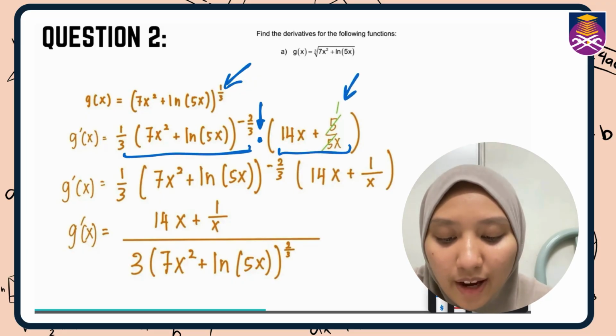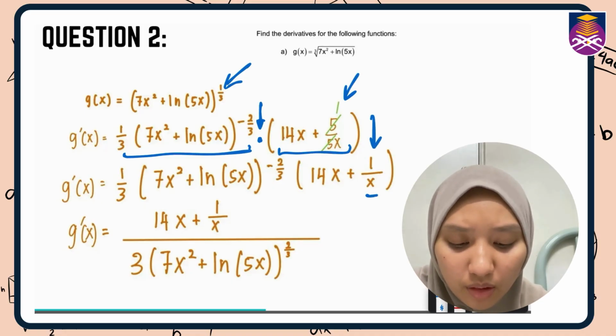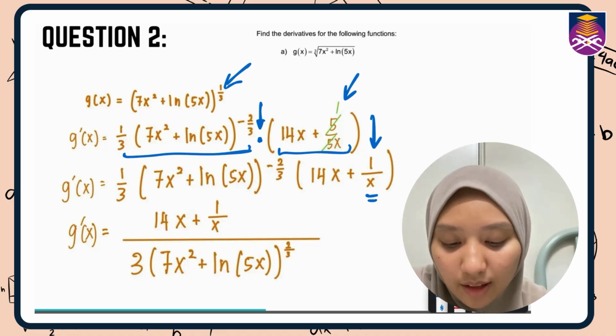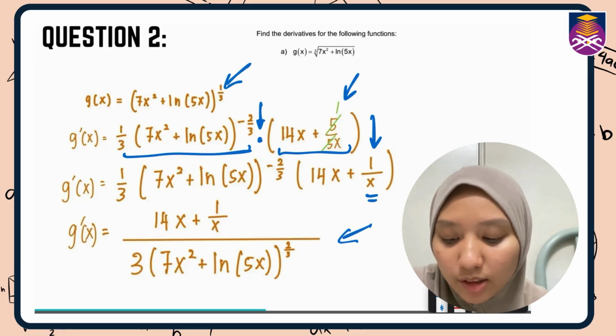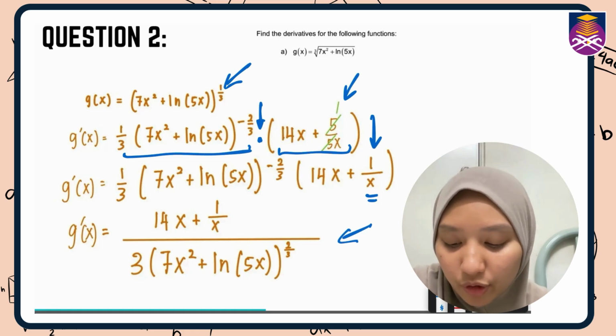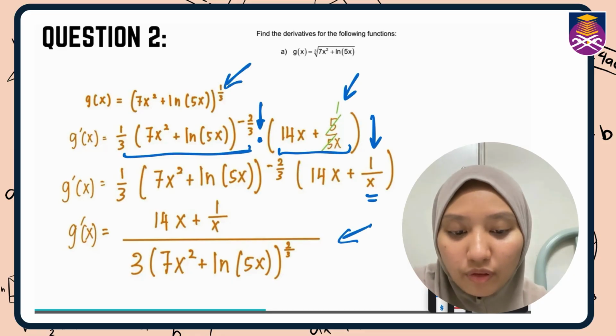And then I simplify the 5 over 5x to 1 over x, and after that I transform it to the simplest form, where I get 14x plus 1 over x, over 3 in bracket of 7x squared plus ln 5x to the power of 2 over 3.